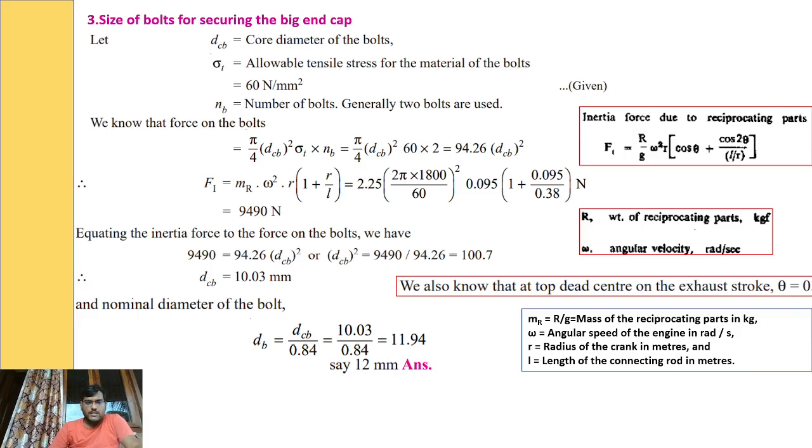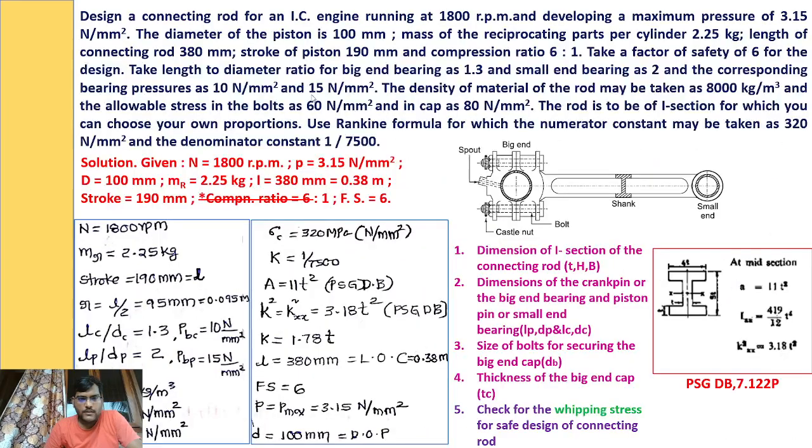Right. So from this, here the MR value is given as 2.25. And omega, as you know, is 2 pi n by 60. They're given the n value 1800. Then the R value, very important point here. They're given the L value. This is the N value and this is the MR value. They're given the stroke, that is 190 mm.